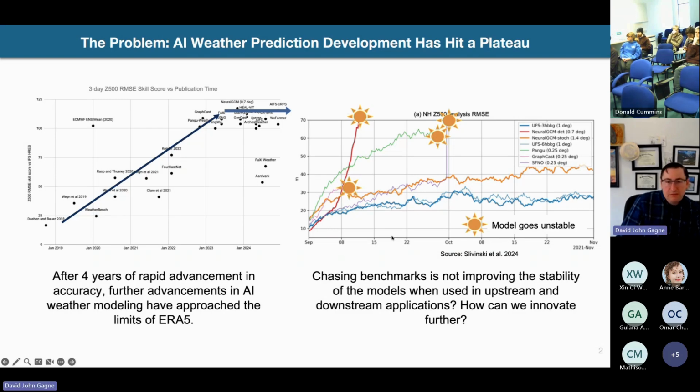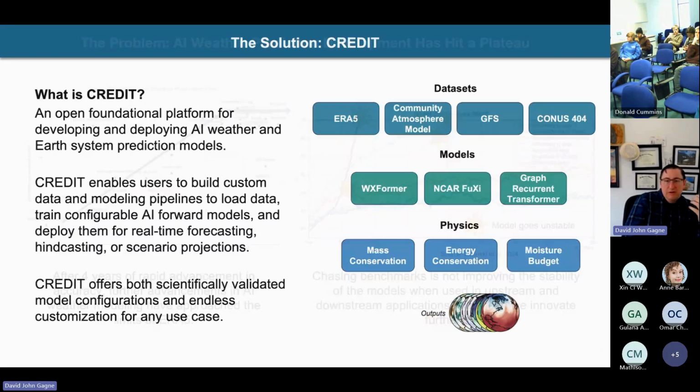So this leads us to think that there are a lot of other things about the system. It's not just about picking a big architecture, but there are other properties of these AI modeling frameworks, going back to the pre-processing decisions and what physical constraints you apply, that matter and need to be explored much further. And so what my group and the broader CREDIT team have developed is what we're calling CREDIT, the Community Research Earth Digital Intelligence Twin. The idea behind it is to have an open foundational platform for developing and deploying AI weather and Earth system prediction models.